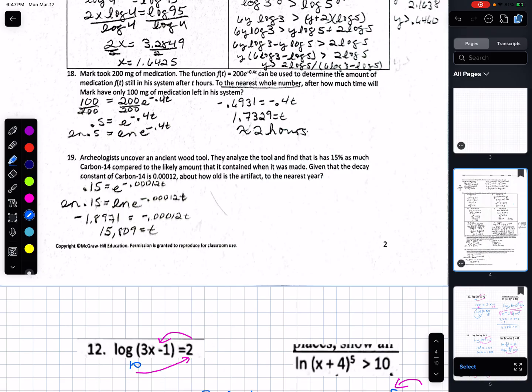So what do you have to divide by? Negative 0.4. So you got that number in there, just divide by negative 0.4. So you don't have to write it again. So then 1.7328, or 329 because it'll round up. And that's how many hours it'll take for the medication to go from 200 to 100 milligrams. Okay. Boom, done. Nice. Beautiful.